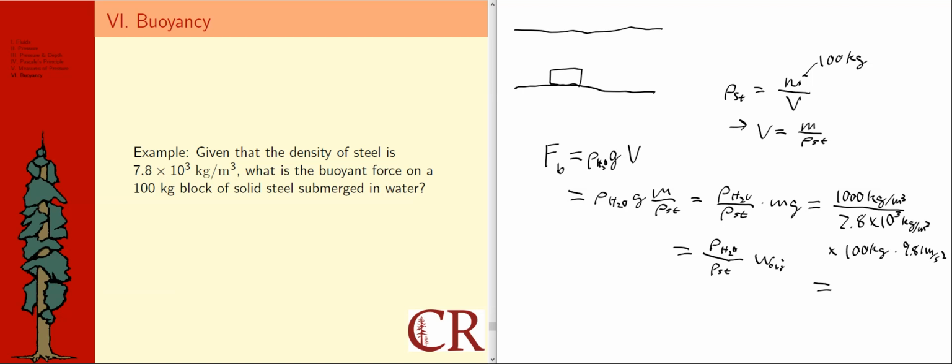And so now I can go to my calculator to do all that. 1,000 divided by 7.8 times 10 to the 3 multiplied by 100 times 9.81 gives me 125.769238, which in this case, maybe I could round that off to about 130 newtons, or maybe it's 126 if we don't follow sig fig rules, right?